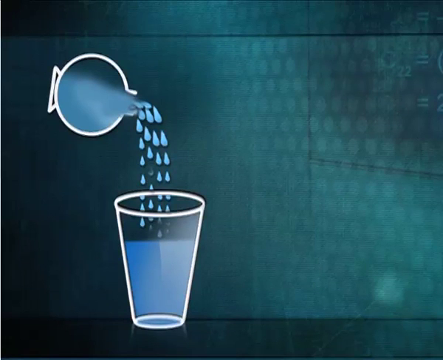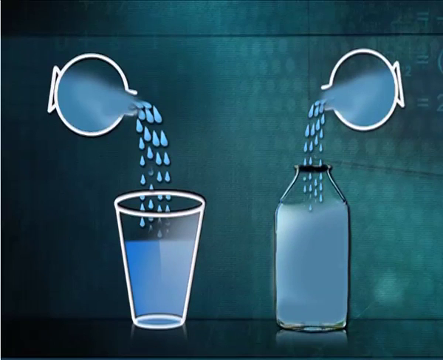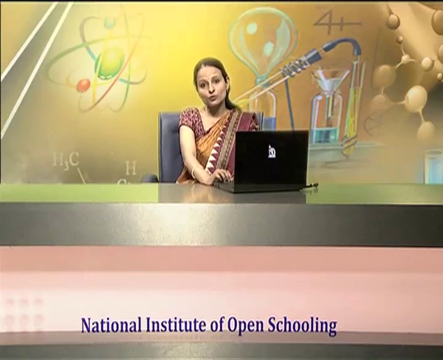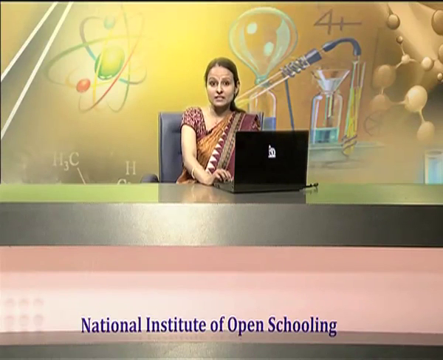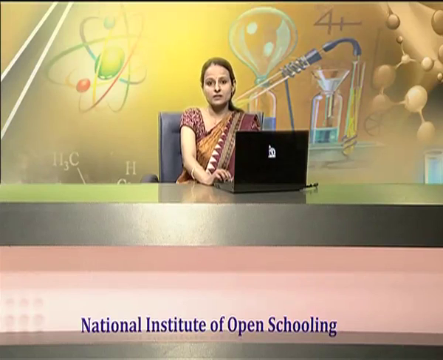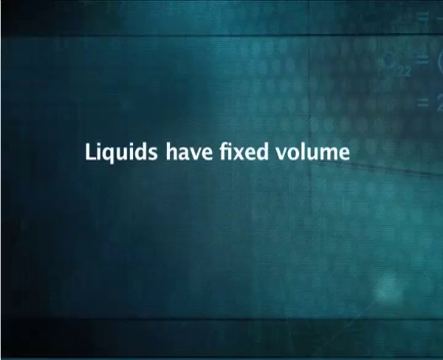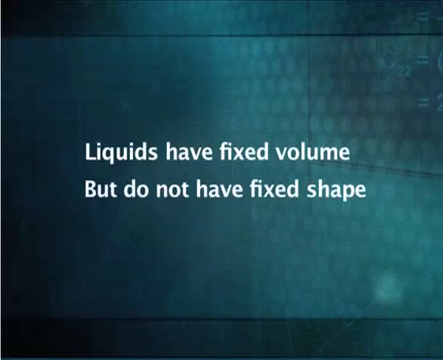If we put the water in a glass, then the shape will be that of a glass. But if we put that water in a bottle, then the shape will be that of a bottle. Next thing is volume. Liquids have fixed volume. But why do liquids have fixed volume? Because at particular temperature, the spaces between the particles is fixed. That's why we can say that liquids have fixed volume, but liquids do not have fixed shape.